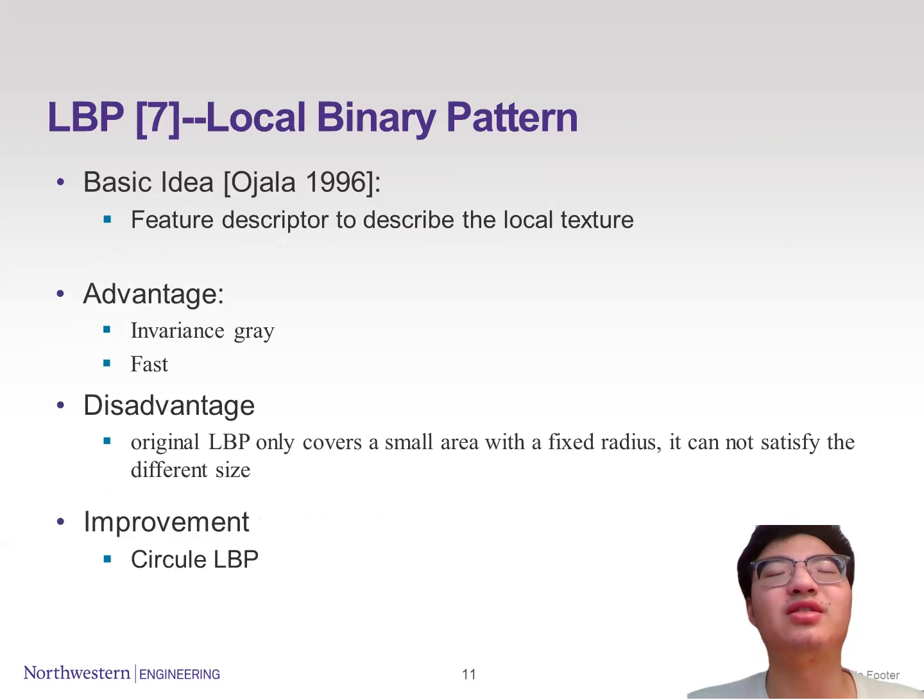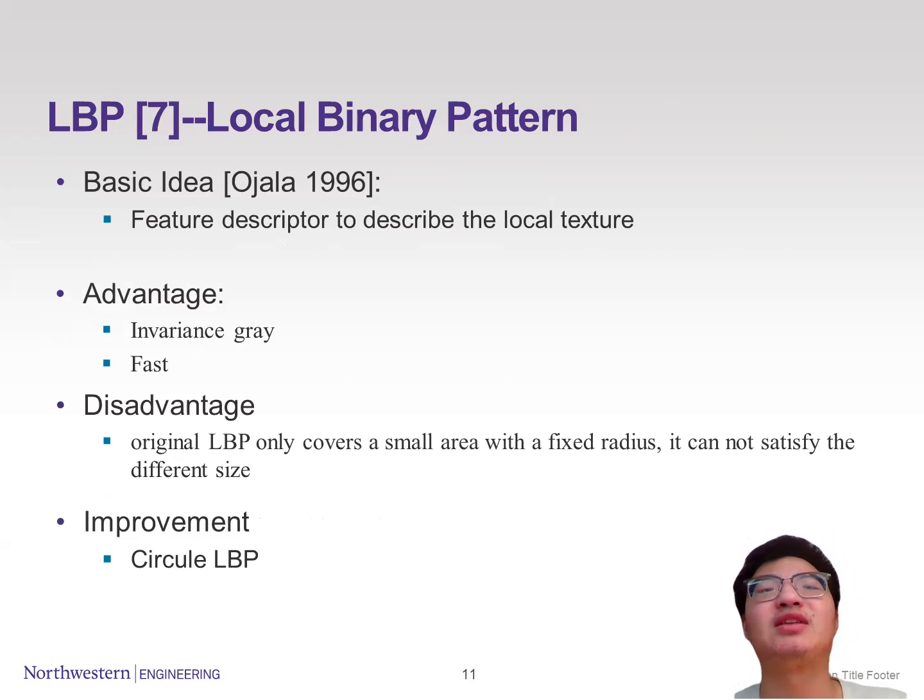LBP is a kind of feature descriptor that describes the local texture of an image. It has a remarkable advantage of gray invariance. But the original LBP only covers a small area with a fixed radius. It cannot satisfy different sizes. Therefore, the circular LBP was built. The improved local binary pattern allows any number of pixels in a circular neighborhood of a given radius, and then obtains the sampling points in a circular region of the local binary pattern.